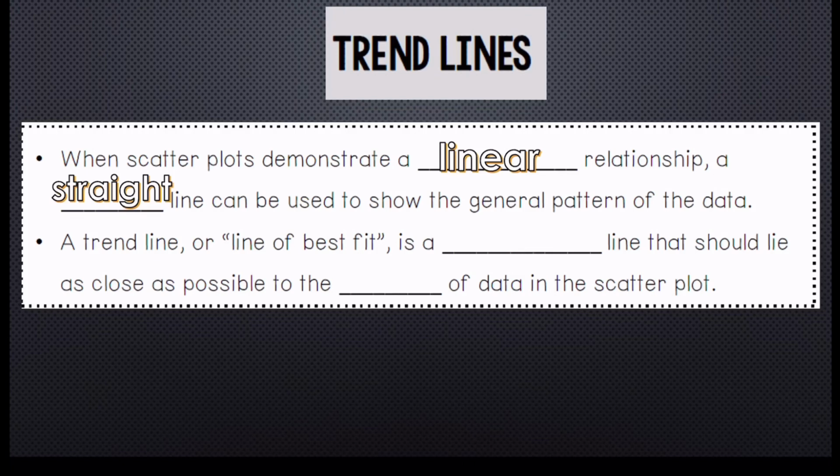A trend line, or you'll hear it referred to as a line of best fit, is a straight line that should lie as close as possible to the points of the data in the scatter plot. So you're normally going to be able to draw a trend line down the center of all your points.